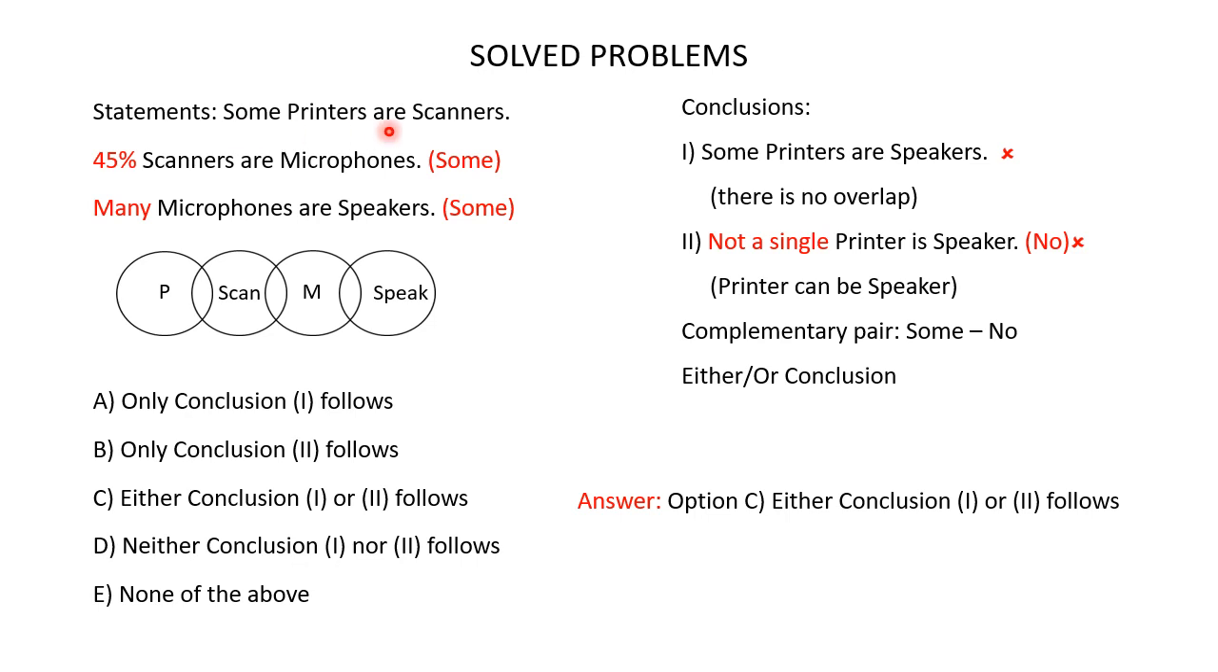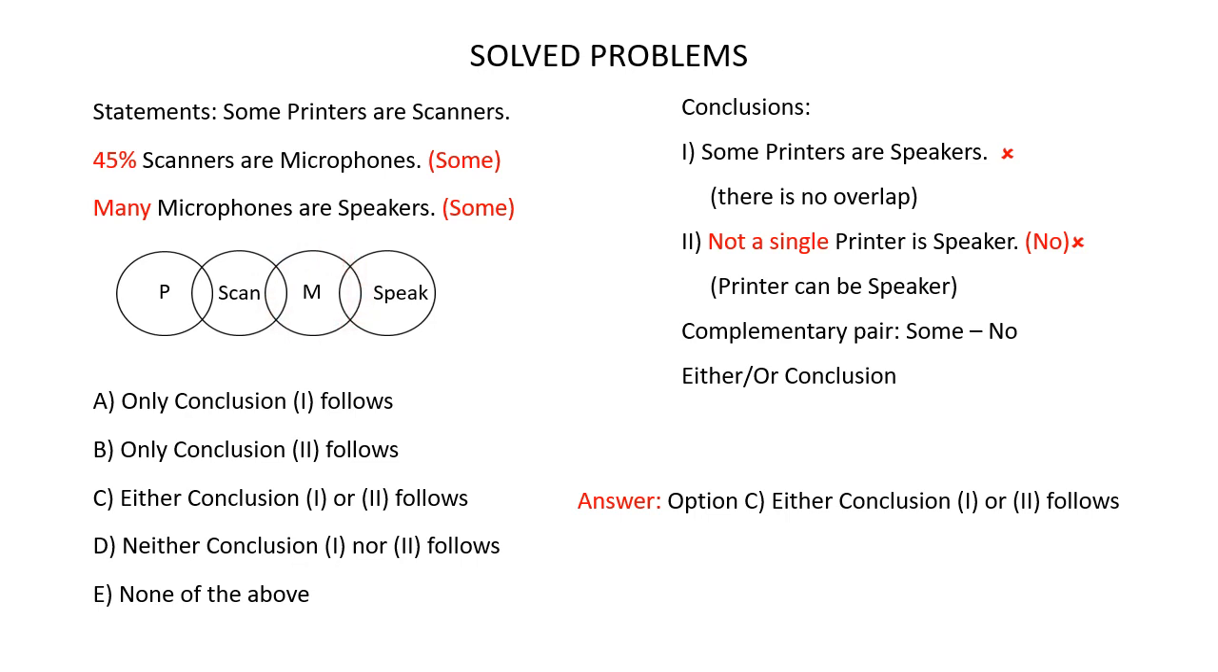Some printers are scanners. So in the Venn diagram, there has to be a partial overlap between printers and scanners. 45% scanners are microphones. Here 45% means some. Now you should remember that 0% means no, 100% means all, and any number between 0 and 100 will be treated as some. So here 45% means some. So the statement now becomes some scanners are microphones. So in the Venn diagram there has to be a partial overlap between scanners and microphones.